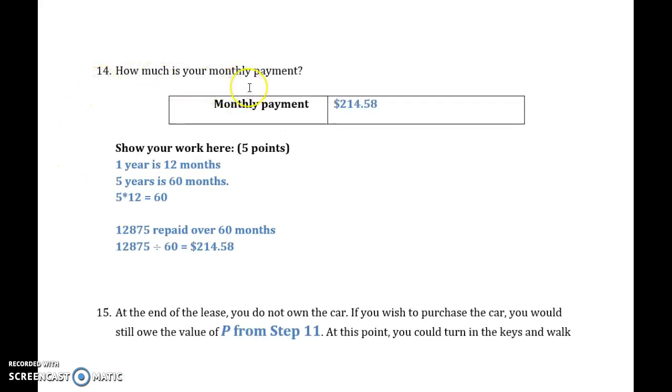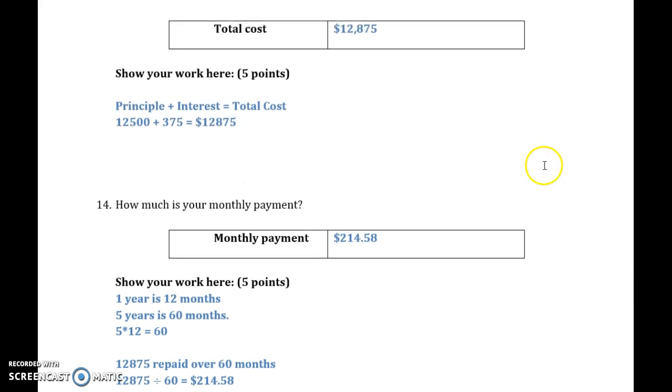Number 14, our monthly payment, like we did earlier, based off of how long your lease is going to be, multiply that number of years times 12 months in a year. That gives you your total number of months, and divide the total that you have to repay by that many months to get how much you're paying per month. Again, that total you have to repay, we just calculated that in number 13. So the answer for number 13 divided by how many months you'll be repaying the lease.